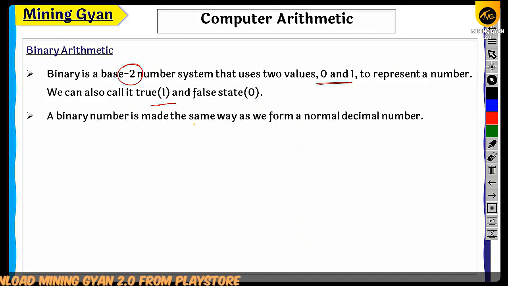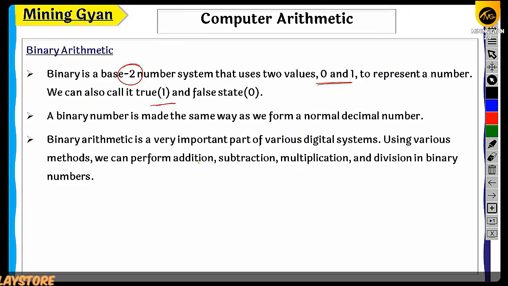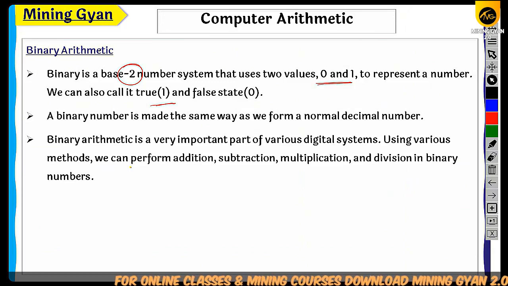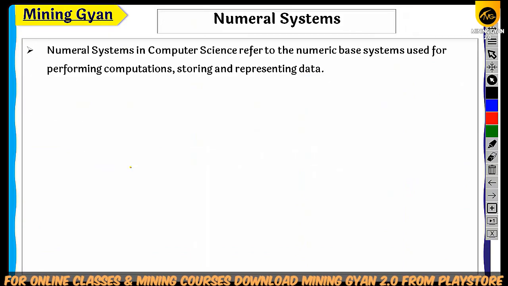A binary number is made the same way as we form a normal decimal number. Binary arithmetic is a very important part of the decimal system. Using various methods, we can perform addition, subtraction, multiplication, and division in binary numbers. Similarly to what we do in the decimal number system, we can also do the same multiplication, addition, and division in the binary arithmetic system.